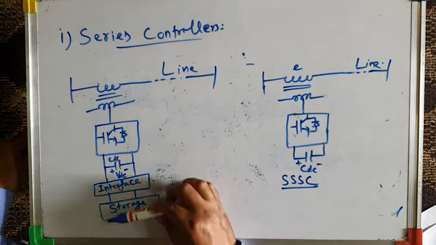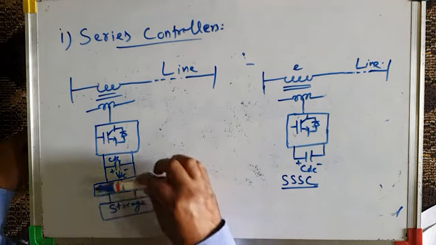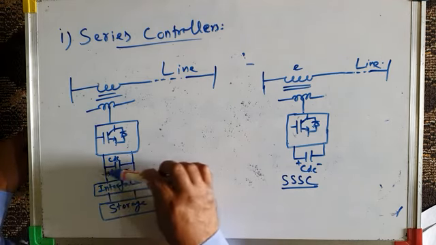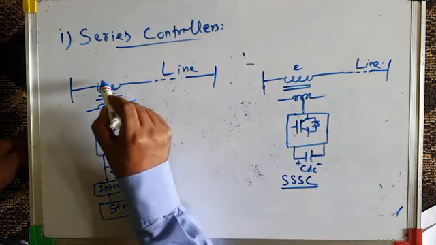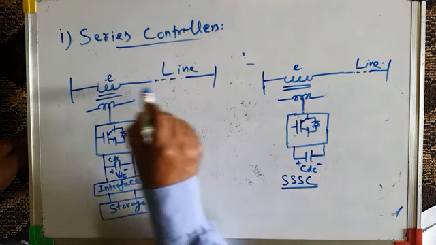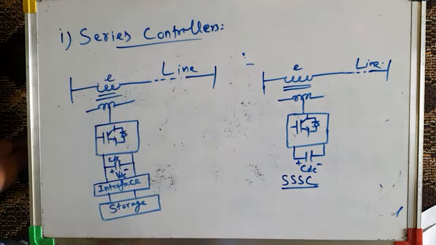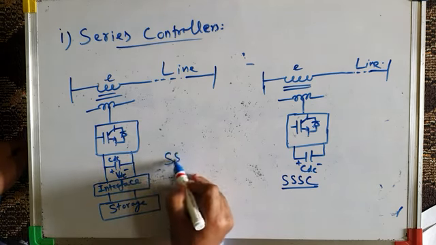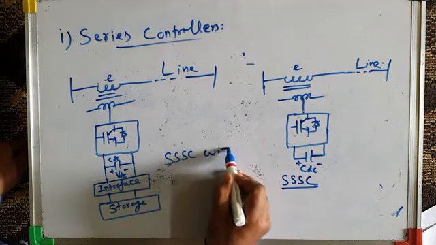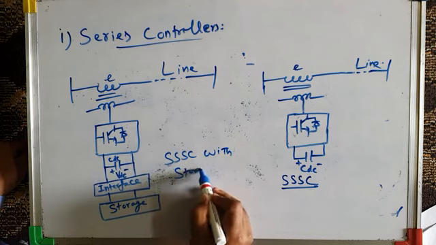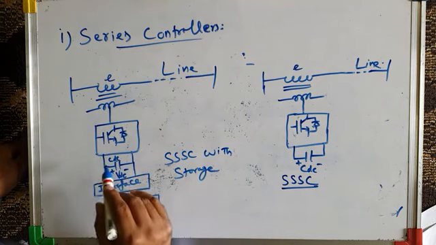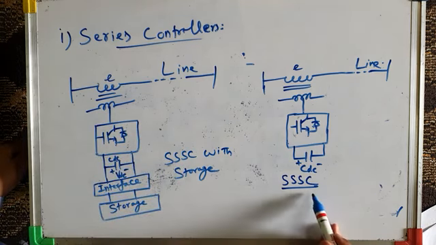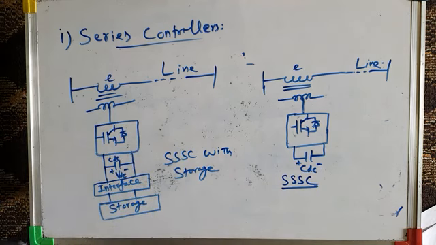So with storage, I already have some energy storage here, and then with the help of this power electronics interface, you maintain this DC voltage, the DC link voltage, constant, and then this DC is converted into AC, and a variable voltage is injected through this injection transformer in series with the line. So this becomes your SSSC with storage, which is a series FACTS controller, of course converter based, not thyristor based. So this is SSSC without storage, this is SSSC with storage. So that is all about series FACTS controllers.